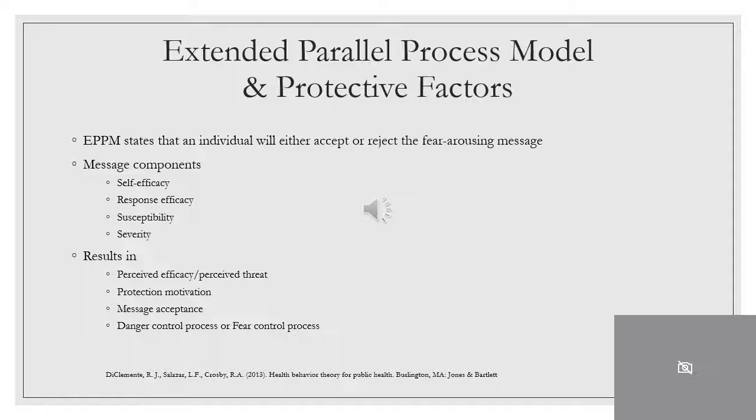Looking at the extended parallel process model and how it relates to the protective factors, it states that an individual will either accept or reject the fear-arousing message. So the message components are going to contain the self-efficacy, the response efficacy, the susceptibility, and the severity. And the goal is to result in the perceived efficacy and perceived threat, protection motivation, message acceptance, and then the danger control process or the fear control process.